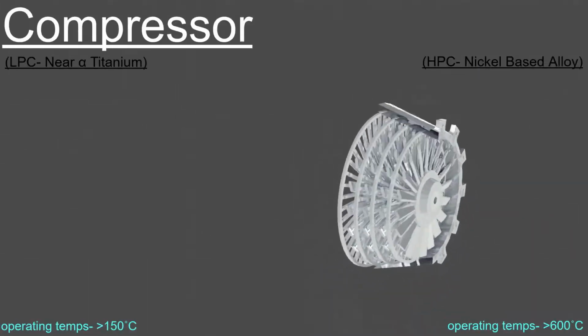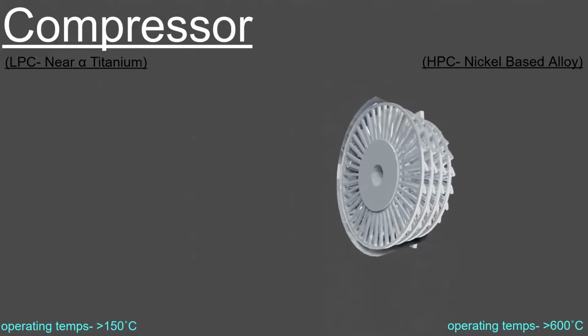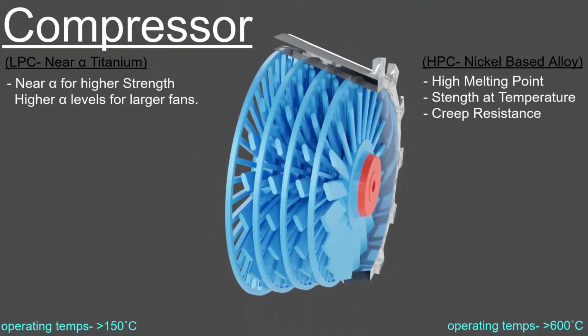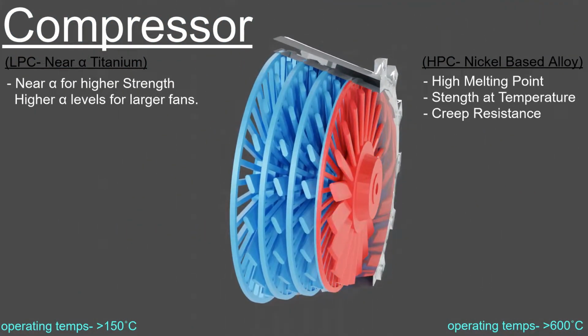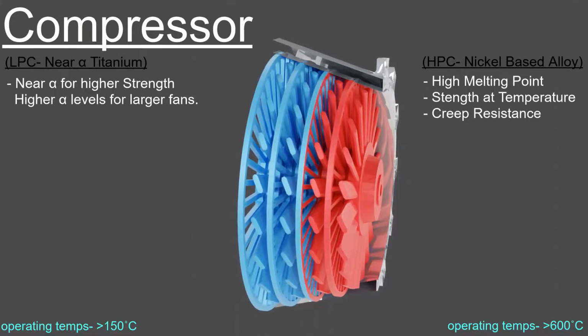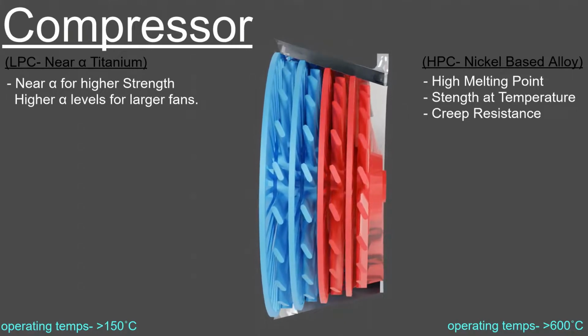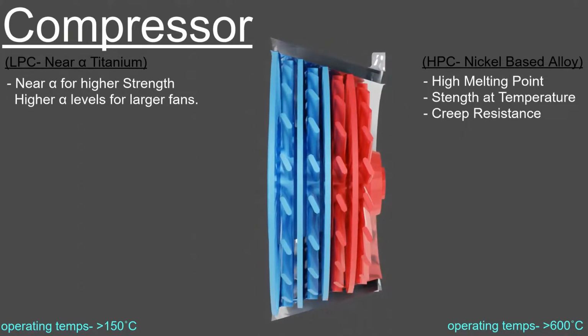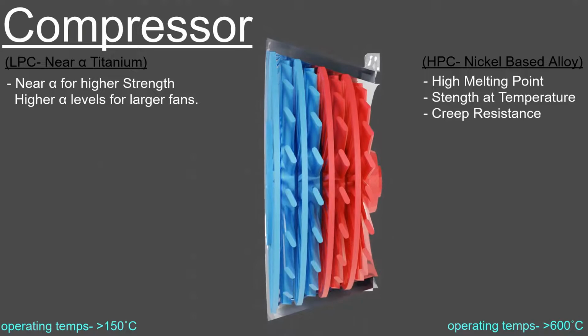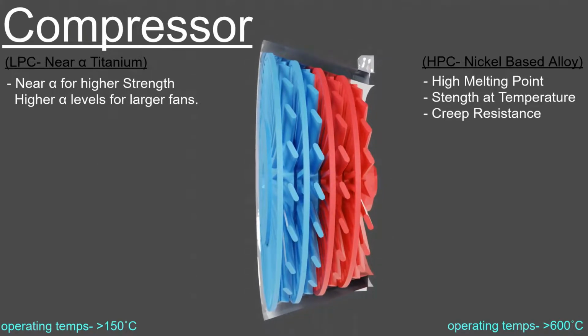As temperatures vary in the compressor, different materials are used for the high and low pressure compressor. Near alpha titanium is well suited to the low pressure compressor where the temperature is still relatively low. Nickel-based alloys are used in the high-pressure compressor as their strength at temperature begins to overtake titanium's.